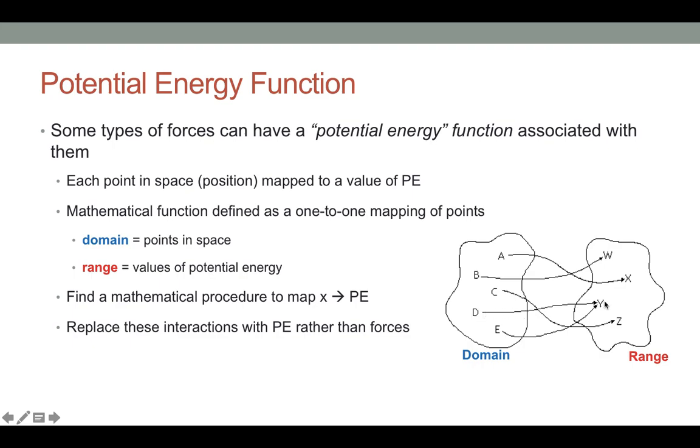D can be mapped to one and only one point, which is to say each position of an object in a system must be mapped to one and only one value of potential energy. So I can't say if an object is right here, it could have 1 joule or it could have 2 joules of potential energy. It can only have 1 joule. However, a point over here at A could also have 1 joule of potential energy. That's perfectly fine. But each point in the domain must have one and only one point in the range.